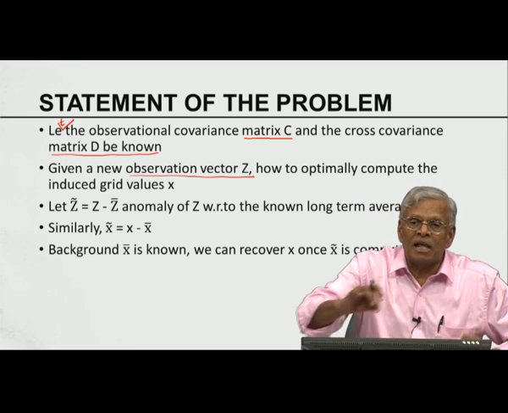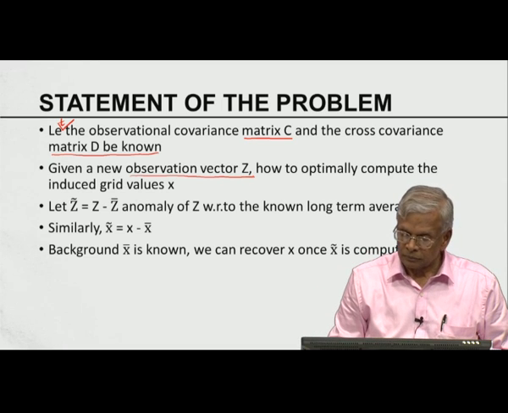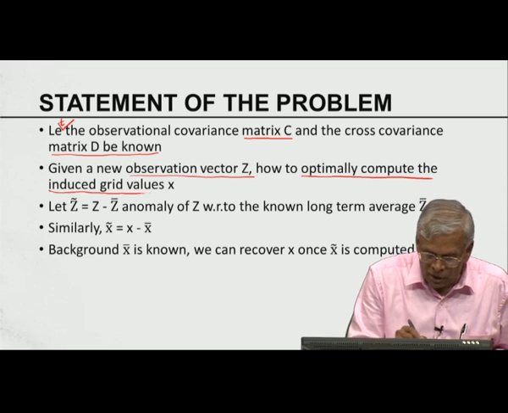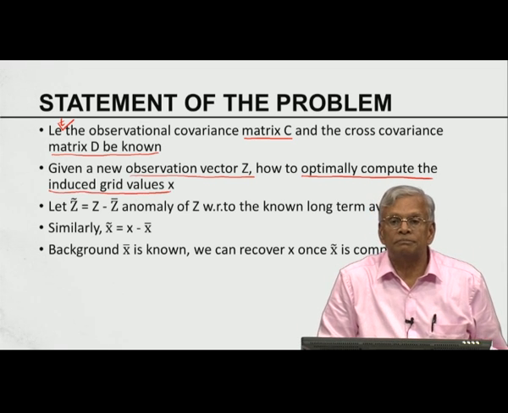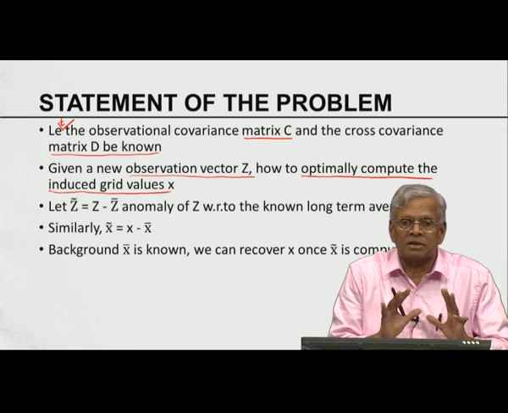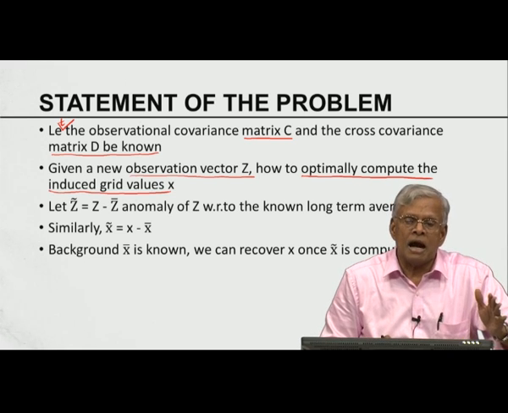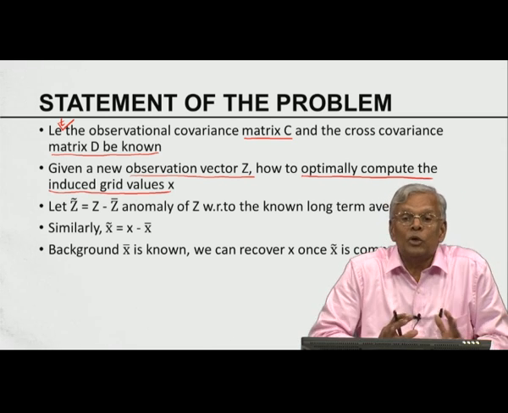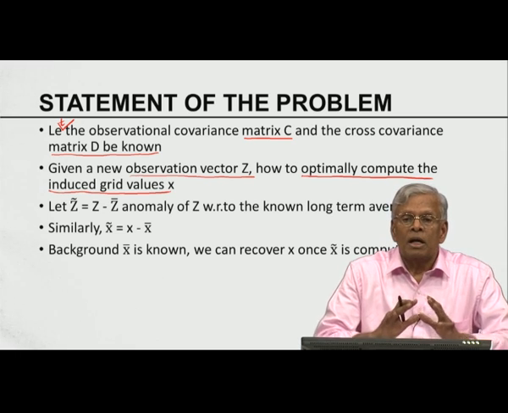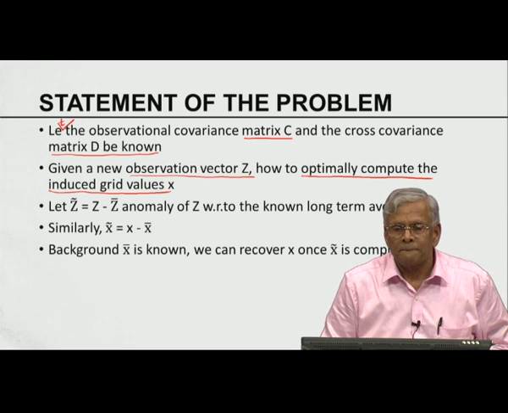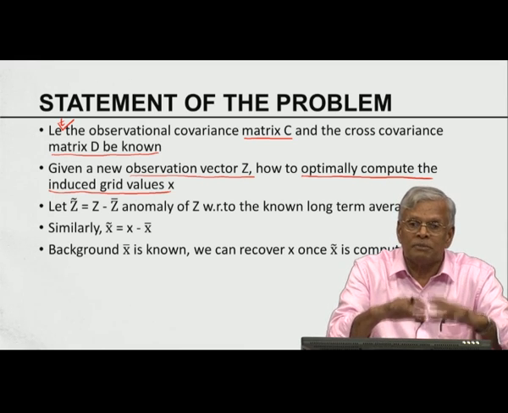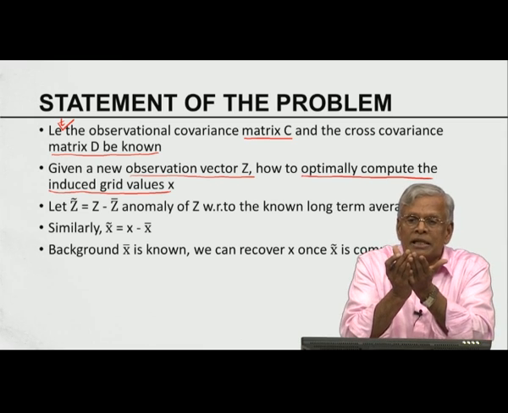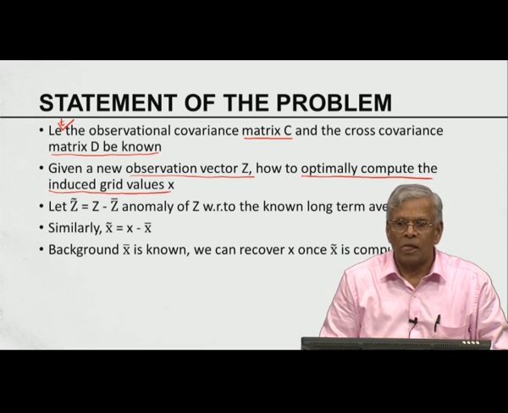These Z observations are available only in the observation network. But I would like to optimally compute the values induced on the grid X. So I hope you understand what I'm talking about. C and D are known. C and D are based on the past values. They represent the climatology. A new day dawns. A new day brings a new observation Z. The new observation Z is confined to the observation locations, M of them. But I would like to be able to elevate that M to N grid points.